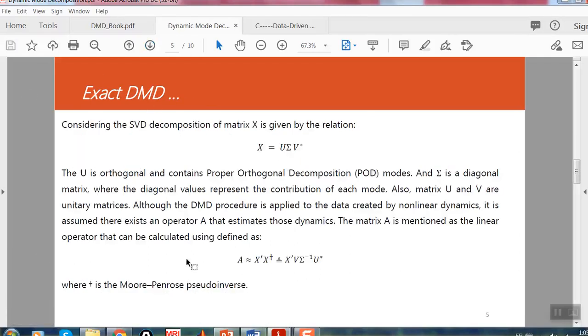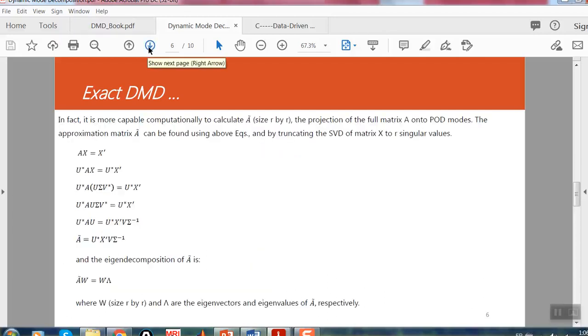Then, according to the matrix function, we can say that A is nearly equal to X' multiplied by the pseudo-inverse of X, and according to the SVD decomposition, we can replace this decomposition in this equation: X' multiplied by V sigma minus 1 U star. We explained it before.